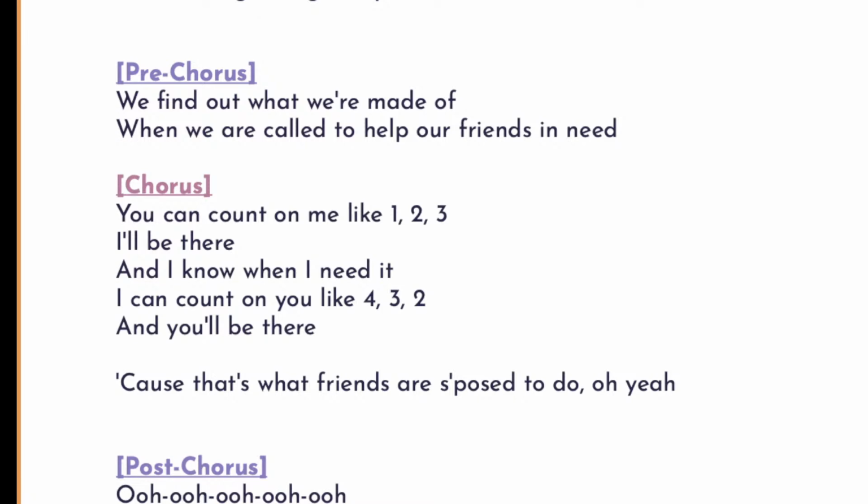So it comes a bit low, and then let's take the first two lines and move on to lines 3 and 4. You can count on me like 1, 2, 3, I'll be there. And I know when I need it, I can. So the next part is a bit faster. And I know when I need it, I can. So that gets finished before the count on you starts, so that the melody repeats there.